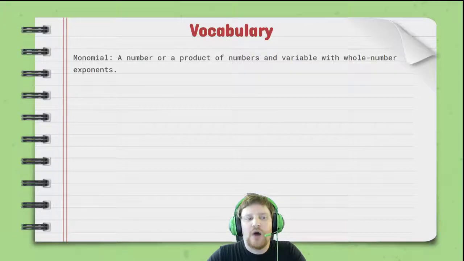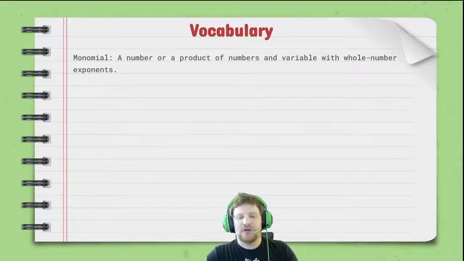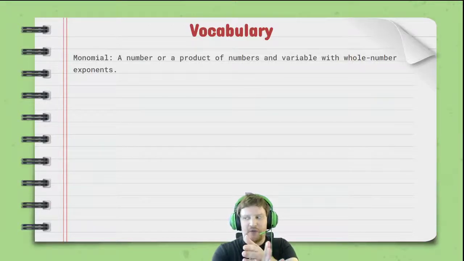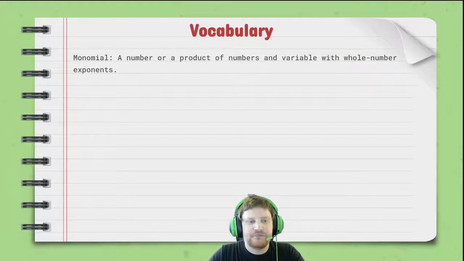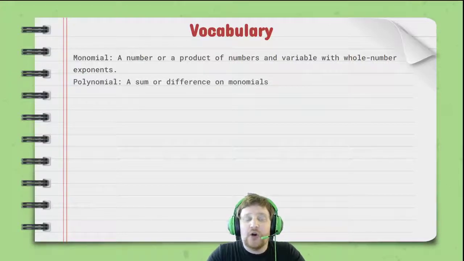First of all, a monomial is a number or a product of numbers and variables with whole number exponents. That's the textbook definition. Basically, a monomial is simply a number, a variable, and an exponent, all multiplied together. A polynomial, on the other hand, is a sum or difference of monomials.